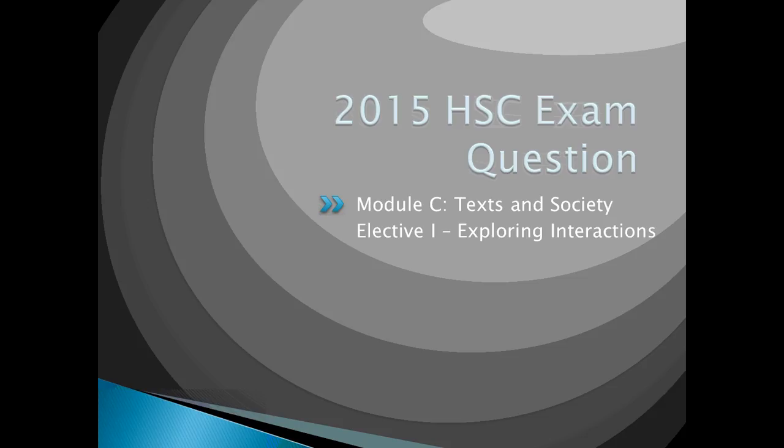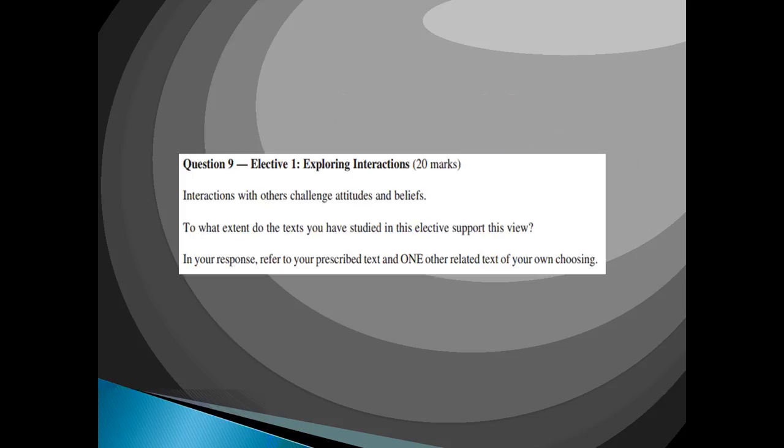Alright, welcome back, and we're going to have a look at the 2015 Module C exam question. Now this was the very first question based on these new prescriptions and with the new title for this elective, Exploring Interactions. Okay, so the question was, interactions with others challenge attitudes and beliefs. To what extent do the texts you have studied in this elective support this view? In your response, refer to your prescribed text and one other related text of your own choosing.